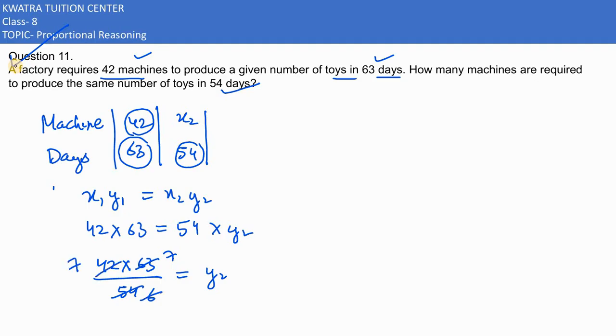This would give you 7. So how many machines would be there? 49 machines would be there. That's how you need to calculate the 11th.